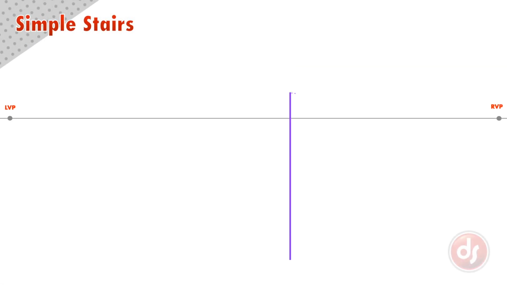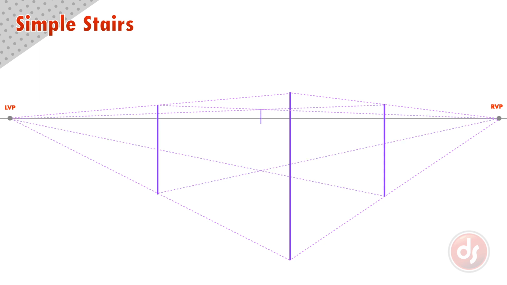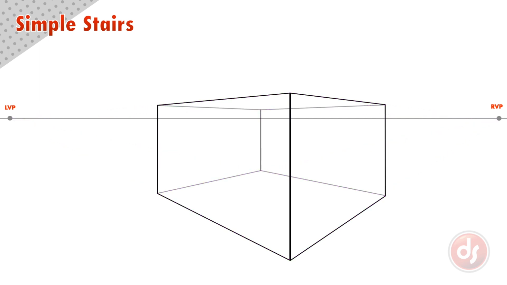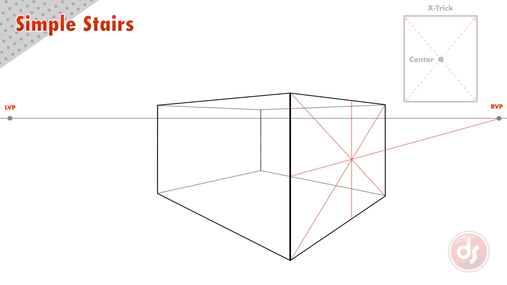To start, let's draw a large box in 2-point perspective. Now let's use the X trick to divide the side plane. We will use this framework to construct our stairs. If we only divide the plane in half, we will get 2 stair steps.